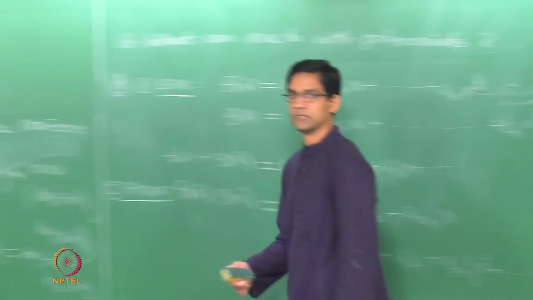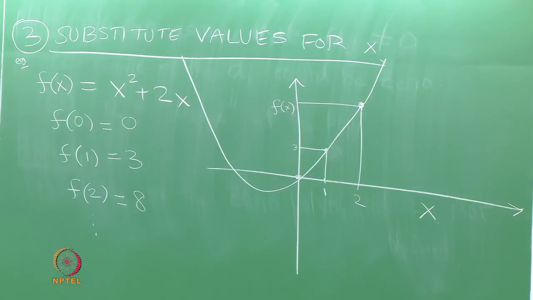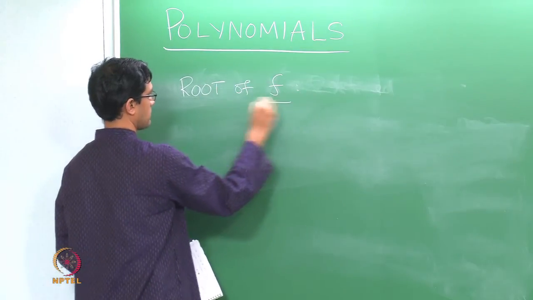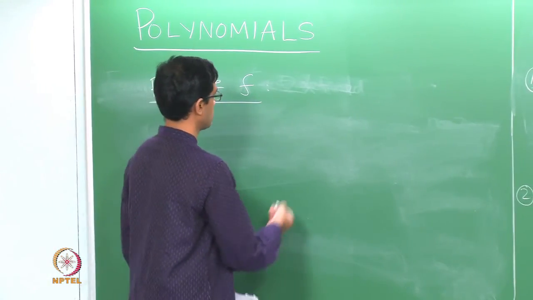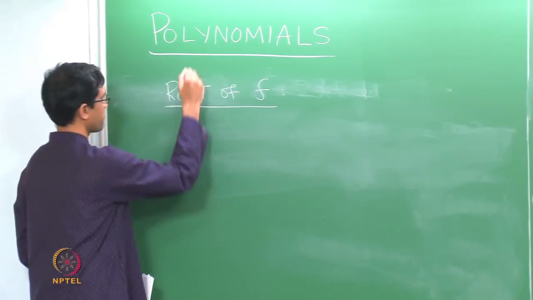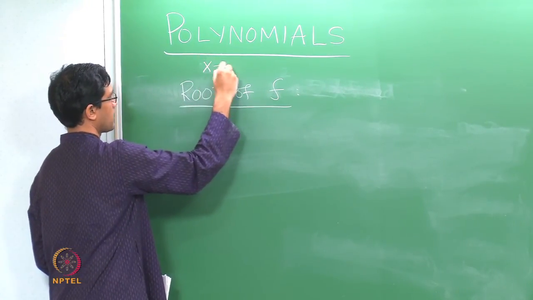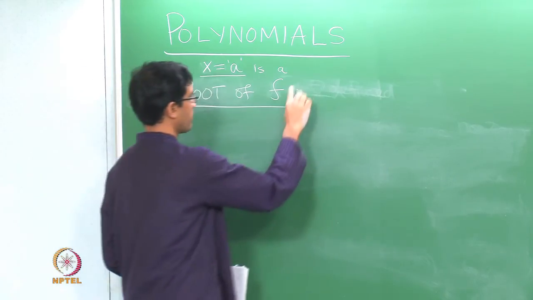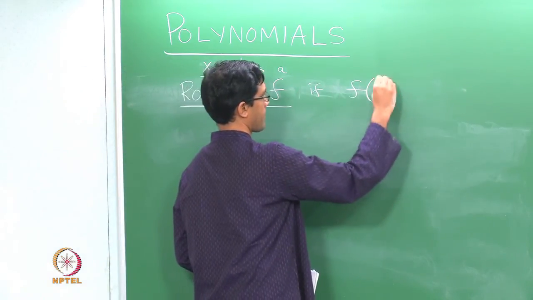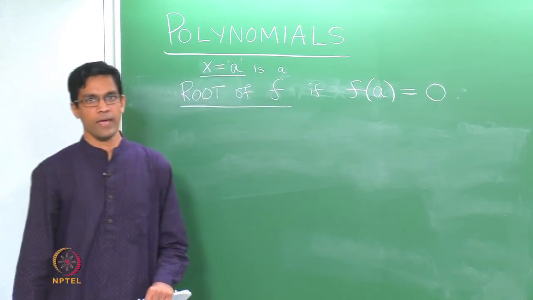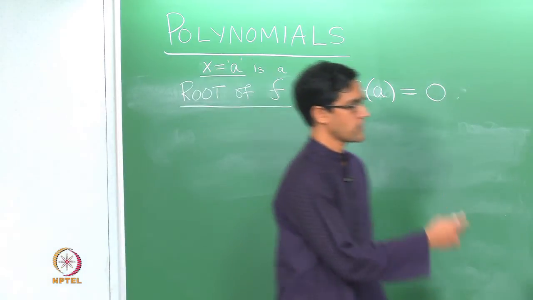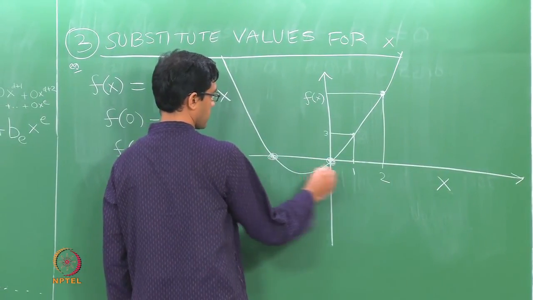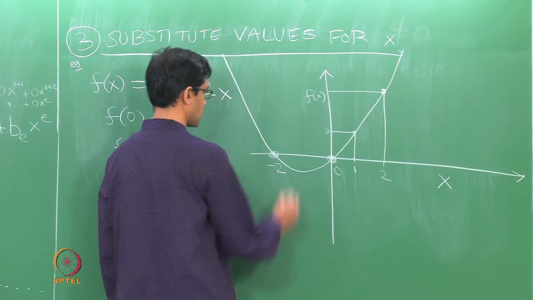And this brings us to the notion of a root of a polynomial. So what is a root? A root of the polynomial f is just a value at which the polynomial becomes 0. So you say that x equals a is a root of f if, when you plug in the value a, the polynomial becomes 0. So in this example there are two roots, there are two values at which the polynomial takes the value 0. One of them is of course 0 and the other is minus 2.